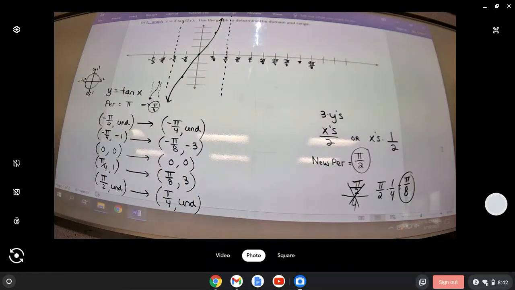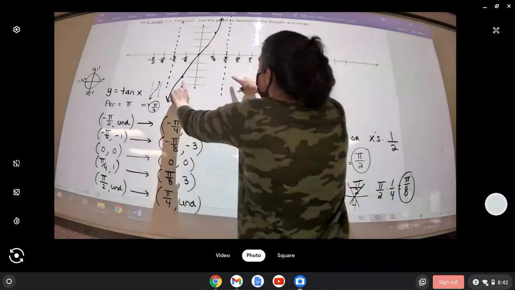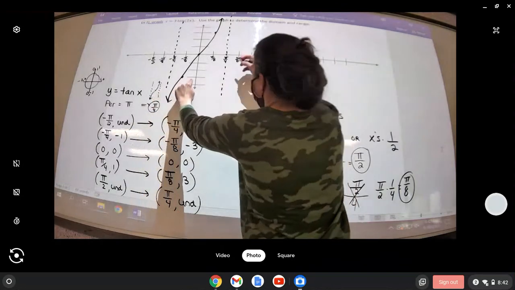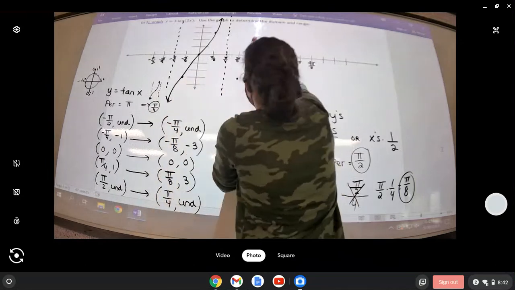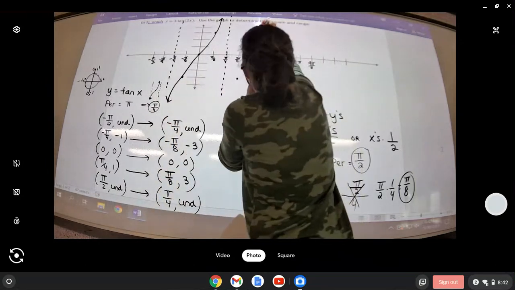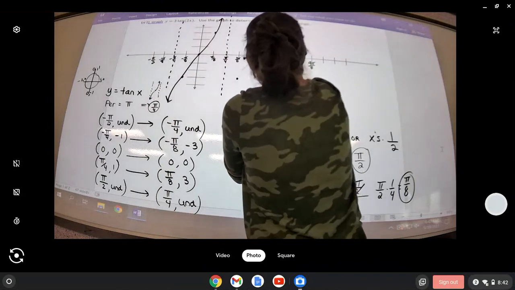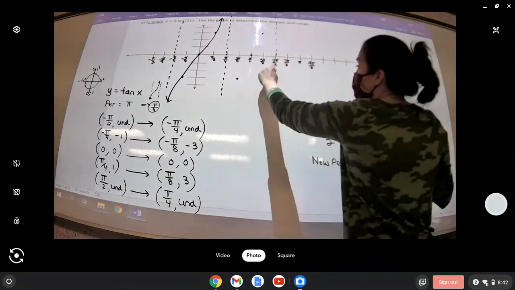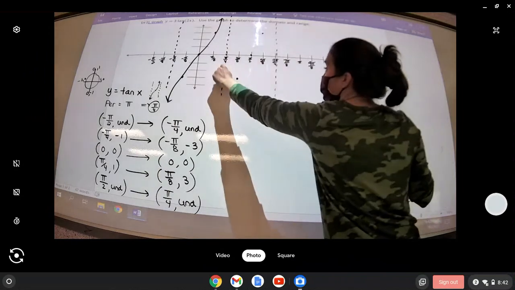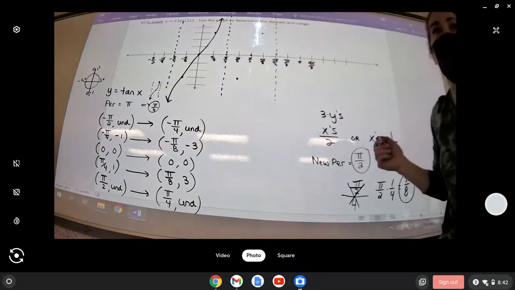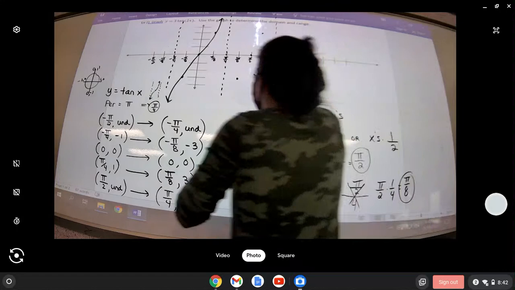All right, and we can repeat it. Sometimes they ask you to show at least 2 cycles, so now it's just going to repeat. We're at our asymptote, so now we're going to -3, then we're going to 0, then we're back up at 3, and then you're back up at another vertical asymptote. And that was 3 pi over 4 to 1 pi over 4. That's 2 pi's over 4 it took. That's pi over 2. That's another cycle, another period.